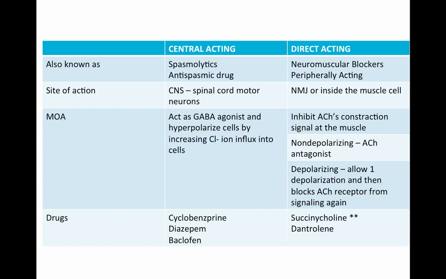The drug that does this is labeled here with two stars to remind you: succinylcholine. It binds to the acetylcholine receptor and causes a depolarization. After that one depolarization, the drug hangs on and has a high affinity for that receptor so that acetylcholine cannot bind to it. Now it's occupying the receptor and that muscle cell is not going to depolarize again. The other type that we have are non-depolarizing direct-acting drugs. These are antagonists to acetylcholine, so they're going to be blocking the receptor, and the cells will not undergo a depolarization.